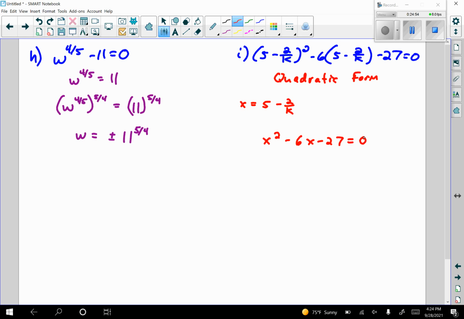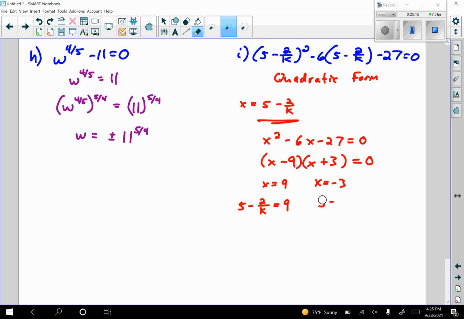Now I can try to factor this. We'll have x and x. 9 and 3 should work here. I need a negative 6, so minus 9 and a positive 3. So then x is going to equal 9. x is going to equal negative 3. So now I bring this back in. So 5 minus 2 over k equals 9. 5 minus 2 over k equals negative 3.